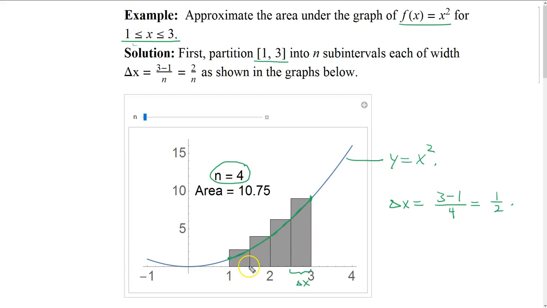Notice also that for the first rectangle, this point right here, that is our point 1 plus delta x. 1 plus the width of our first rectangle. The second point here, that is 1 plus 2 delta x's. The third point is 1 plus 3 delta x, and so on. So now let's come up with a formula for the area of these rectangles.